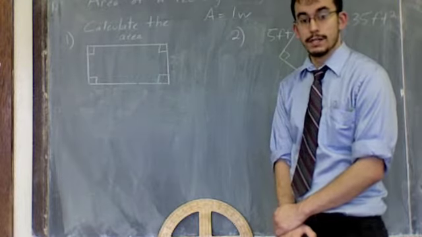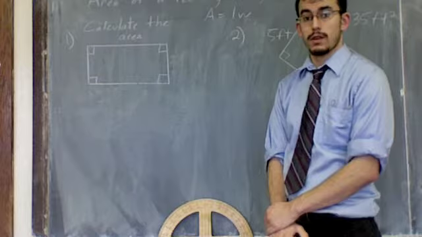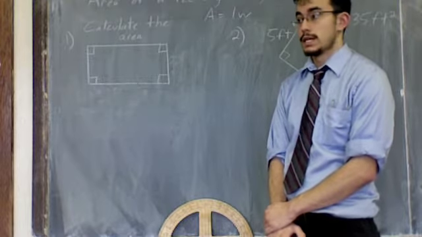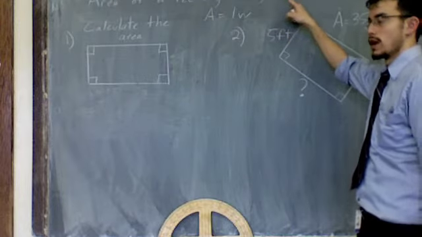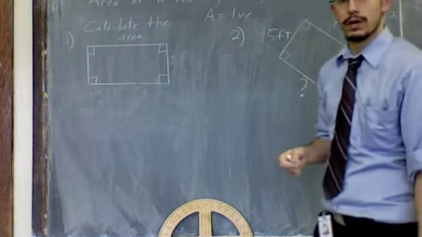What we're going to find out here is how to calculate the area of a rectangle. Now, the area of a rectangle is easily calculated by taking the length of the rectangle and multiplying it by the width. That's really all you have to do, and it gives you the area.